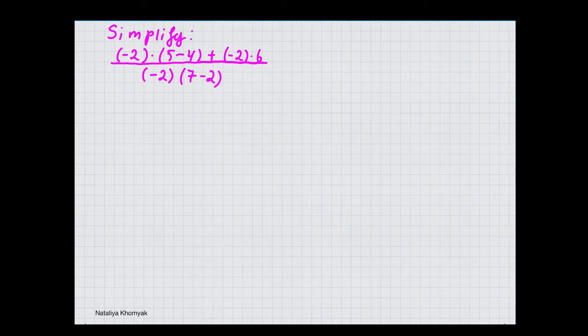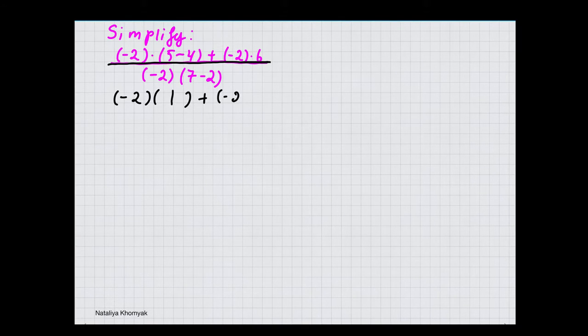Here we have a fraction. Now what you want to do is to simplify the numerator and denominator separately, because you can only reduce factors. So let's simplify inside of each of the parentheses first. We have negative 2. There is nothing else to simplify inside of there, so we leave it as is. The next parenthesis has 5 minus 4, so the difference is 1.